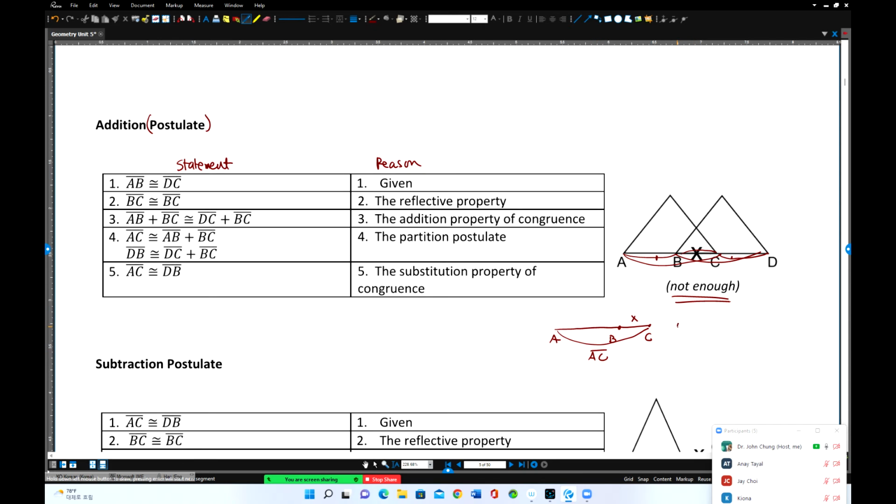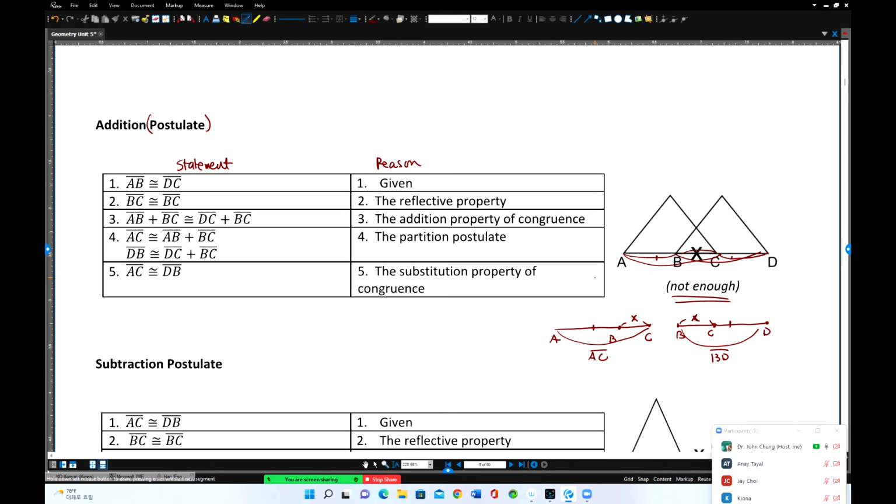The next one, B to C to D. From here to here, also X. This side, BD, must be congruent, right? Because this side is equal. You're going to add what? The same length of X. Okay? So from here, AB, BC over here.